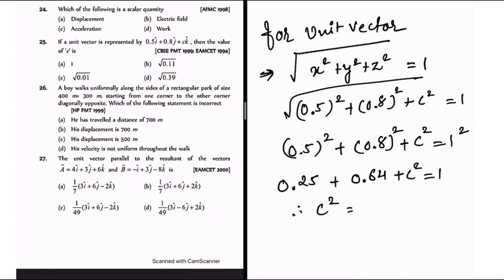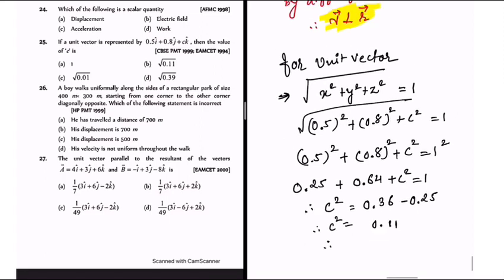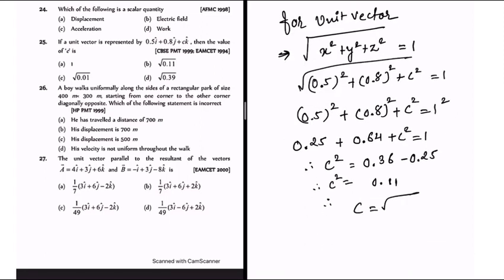Therefore c square is 1 minus 0.64, which is 0.36, minus 0.25, which is 0.11. So c square is 0.11, therefore c is equal to root 0.11. This is the answer, B. Next question.